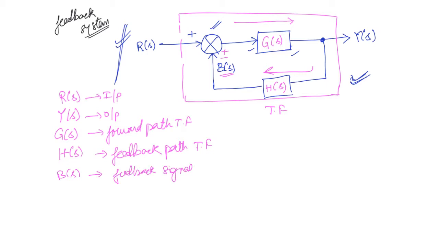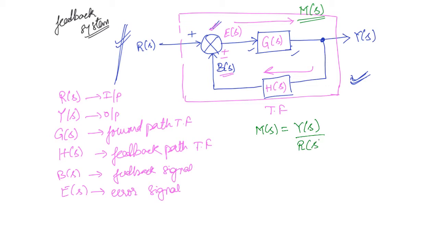right? And this signal, the output signal of the error detector, or the summing point, this we will take as the error signal. So E of S is the error signal. Now this entire transfer function we will represent as M of S. Okay, so we have to find out the M of S. M of S will be equal to the output, which is Y of S, divided by input, which is R of S. Okay, so the feedback and the forward path transfer functions, G of S and H of S, we have to be able to represent the transfer function M of S in terms of G and H. Okay, so we will see how to do that.